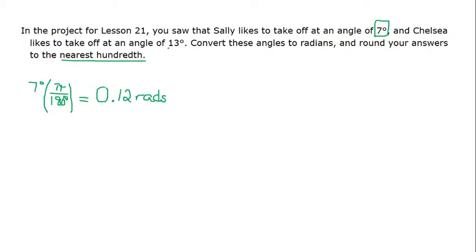So now let's go to Chelsea, who has a takeoff of 13 degrees. So we're going to do the same thing. Take the 13 degrees, multiply it times pi, divide it by 180 degrees. Type all that into the calculator, round it to the nearest hundredth, and we get 0.23 radians. So there we have both of them converted to radians now.